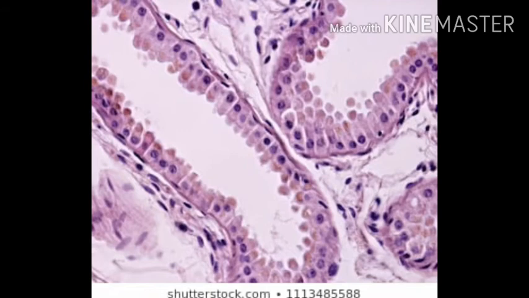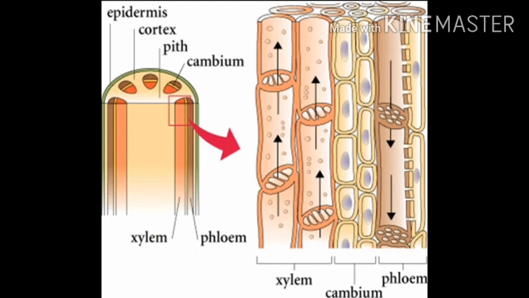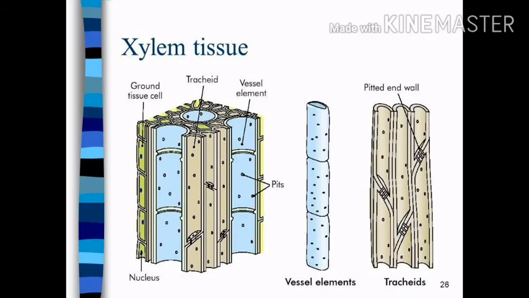Again I have to remind you, plant tissue we can divide into two according to whether the cells are capable of division or not. When the cells are capable of engaging in cell division, they are meristematic, and those not capable of cell division are called permanent. So plant tissues are mainly two types, meristematic tissue and permanent tissue.